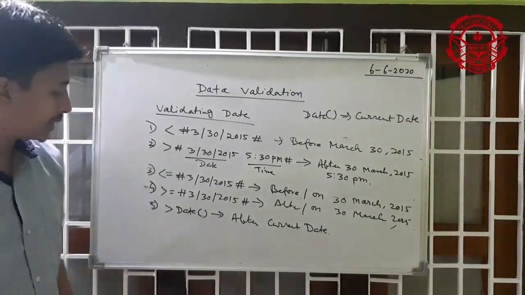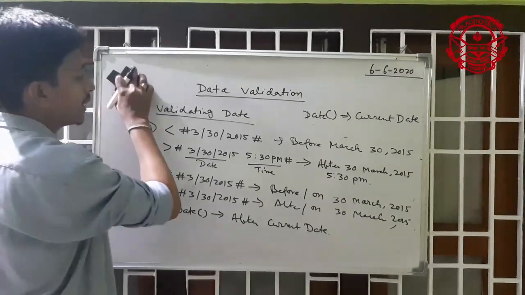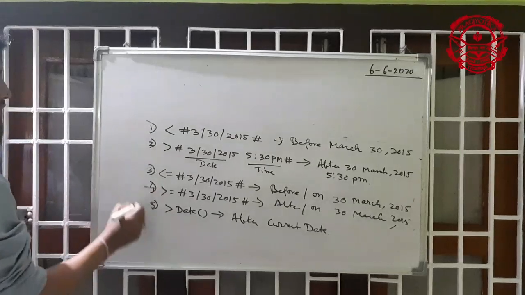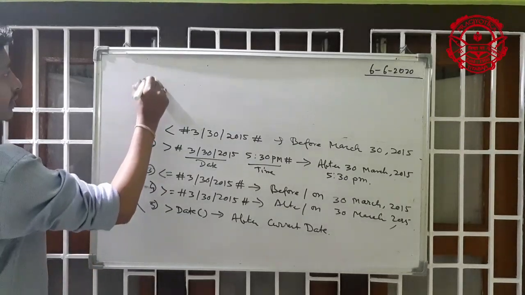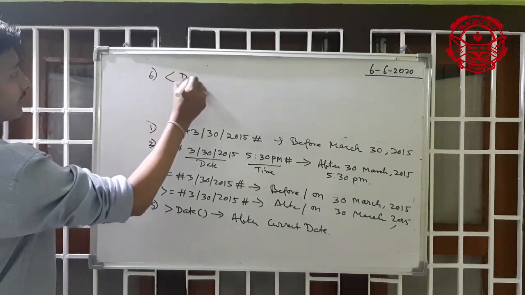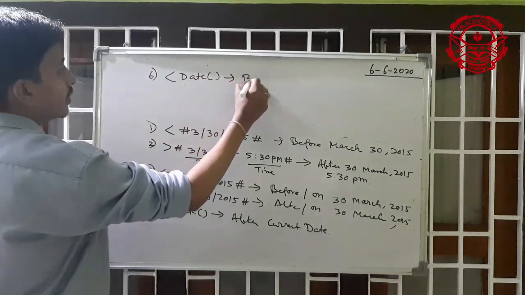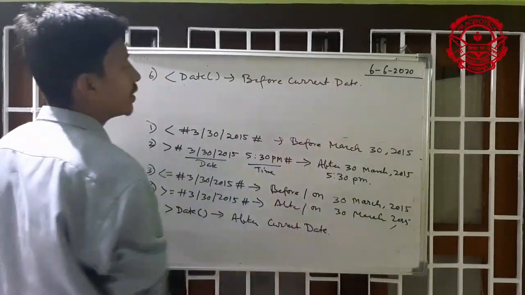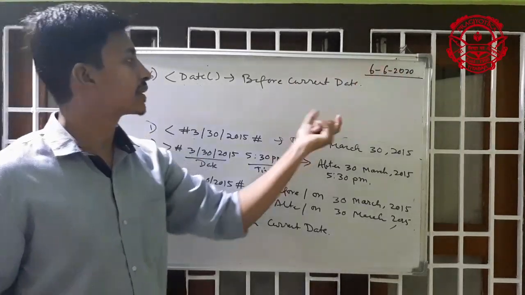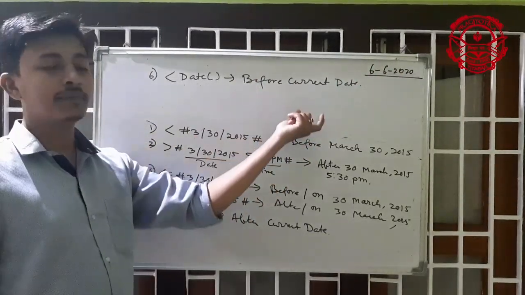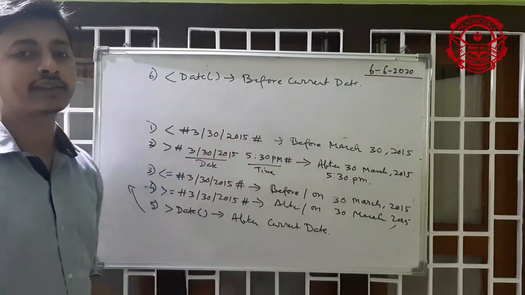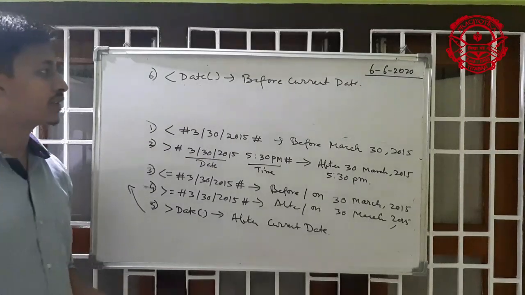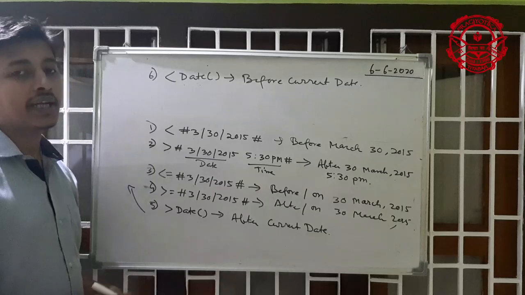Okay. Now see, next is number 6. Less than Date means before the current date. Today is 6/6/2020, but the current date means what? Before the current date means 5, 4, 3. These things will be accepted. The date occurs yesterday or before the current date.